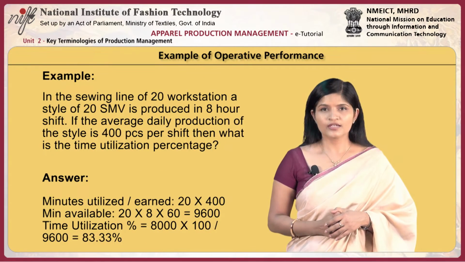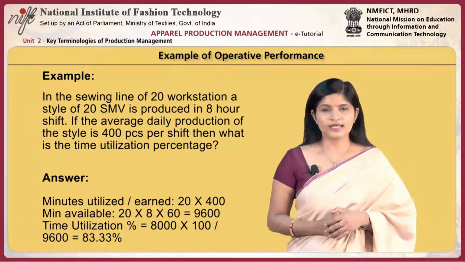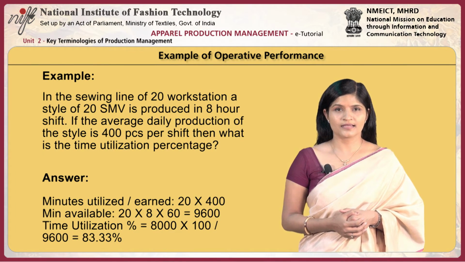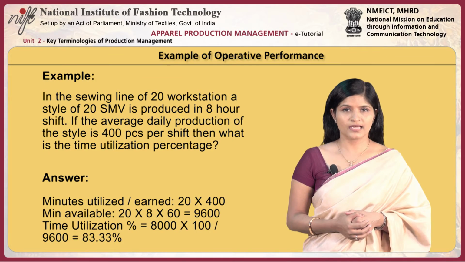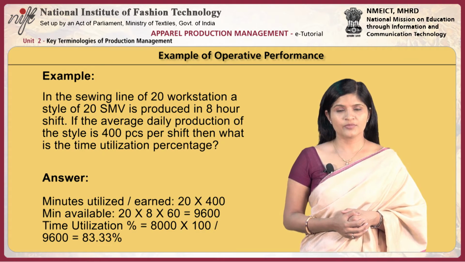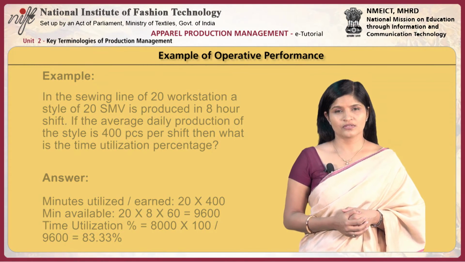For example, in a sewing line of 20 workstations, a style of 20 SMV is produced in an 8-hour shift. If the average daily production of the style is 400 pieces per shift, then what is the time utilization percentage? Answer can be calculated as minutes earned, that is 20 into 400, which is 8000, and minutes available, that is 20 into 8 into 60, that is 9600. Time utilization percentage is equal to 8000 divided by 9600 into 100. So, the answer is 83.33%.